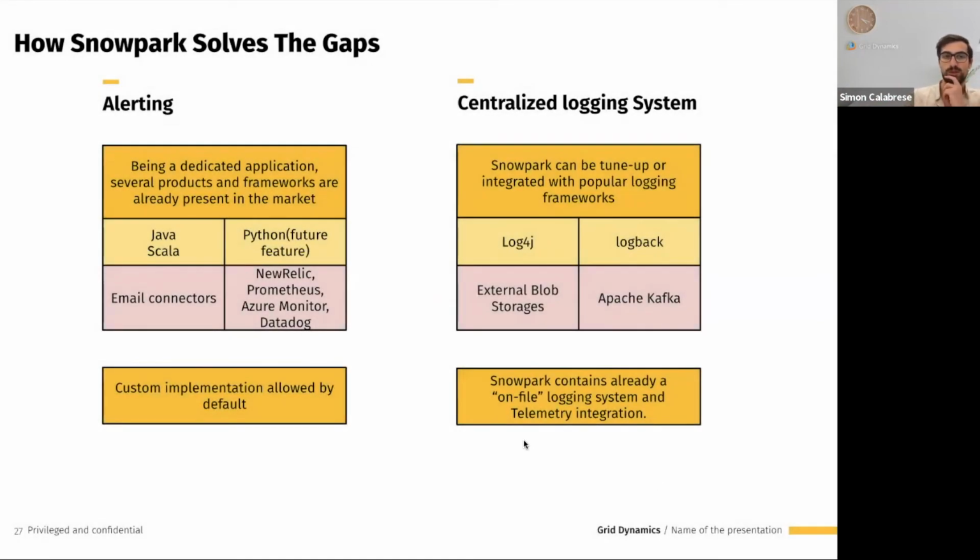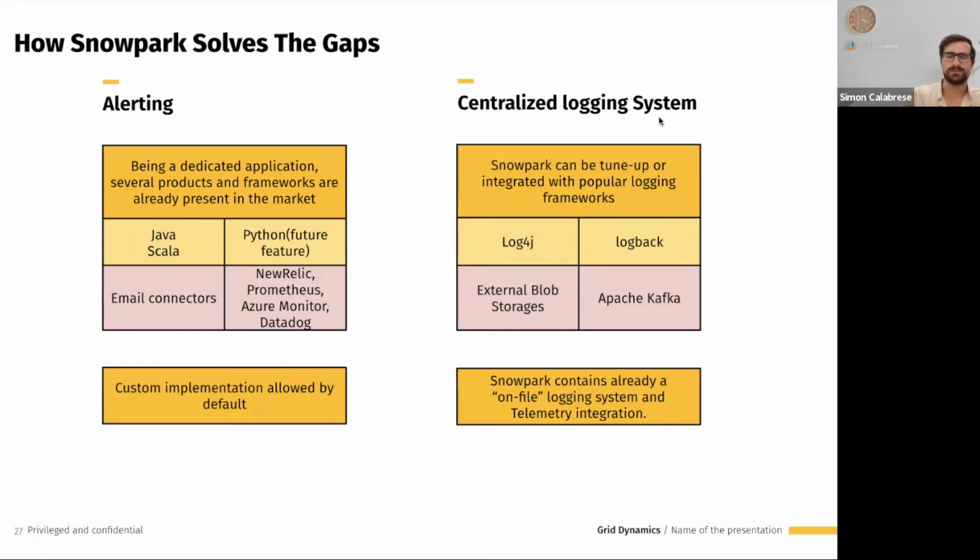And here it comes: Snowpark alerting. Being a dedicated application, there are already a lot of products that can do it. For example, with Java and Scala we have email connectors, but the same with Python. Python, Java, and Scala have built-in integrations with New Relic, Prometheus, Azure Monitor, and Datadog. Also, being a custom application, you can make even your own one.